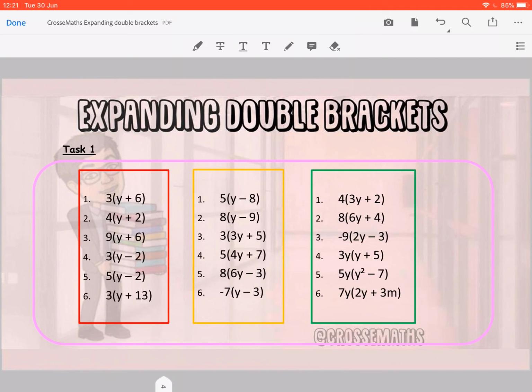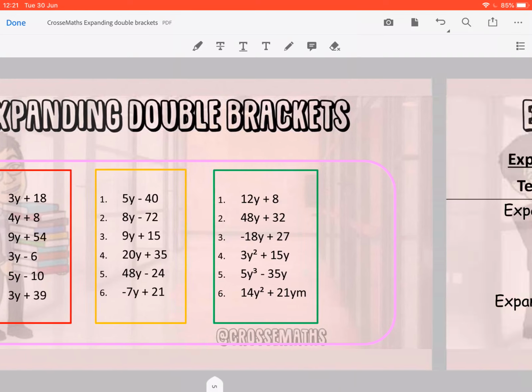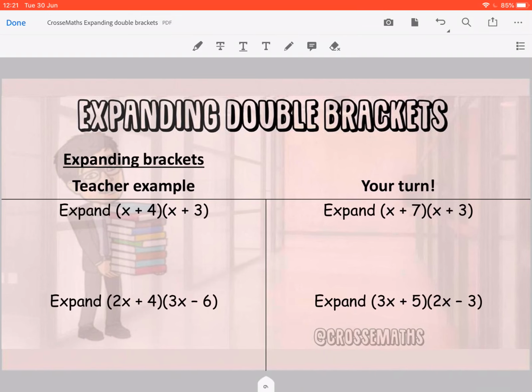Right guys, so the answers you should have had look something like this. Mark whatever you've done so far. Hopefully those are all marked and you understand expanding a single bracket.